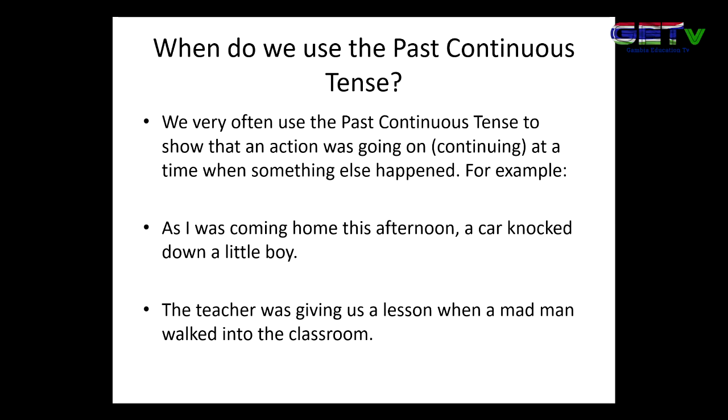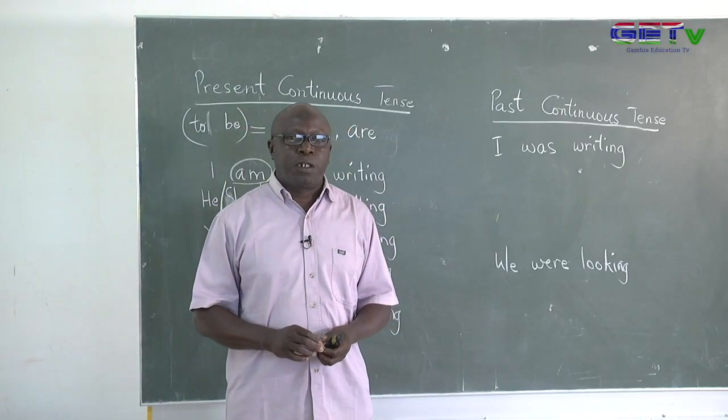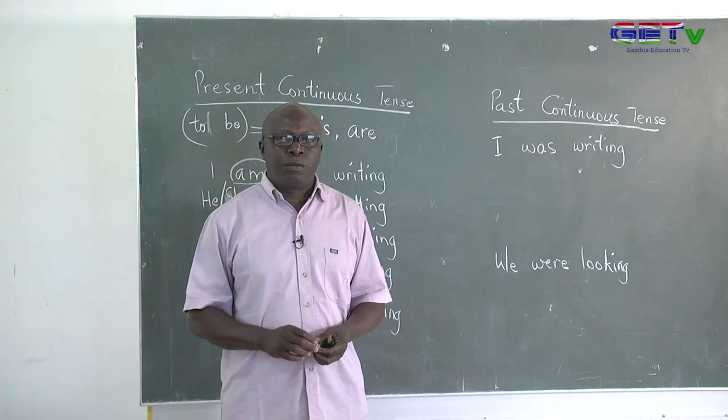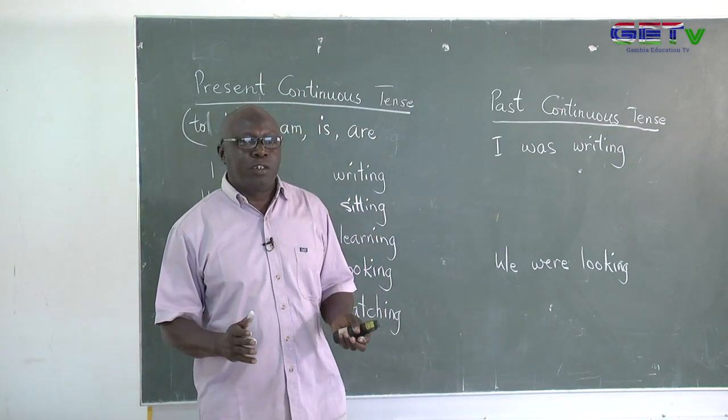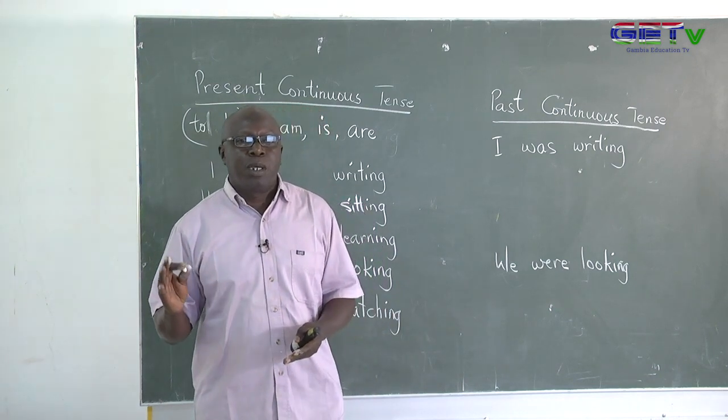When do we use the past continuous tense? Most of the times we use the past continuous tense to show that an action was going on, continuing at a time when something else happened. The action that happened when something was going on continuously is normally in the past. That's the logic. So you have a combination of two things going on: one going on and one that happened as a past.